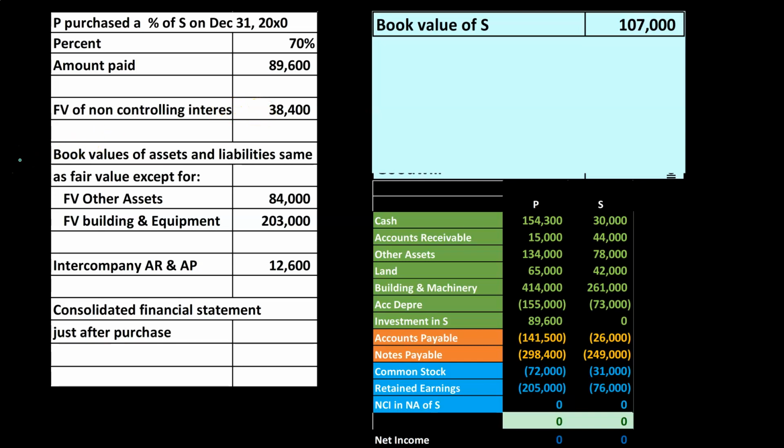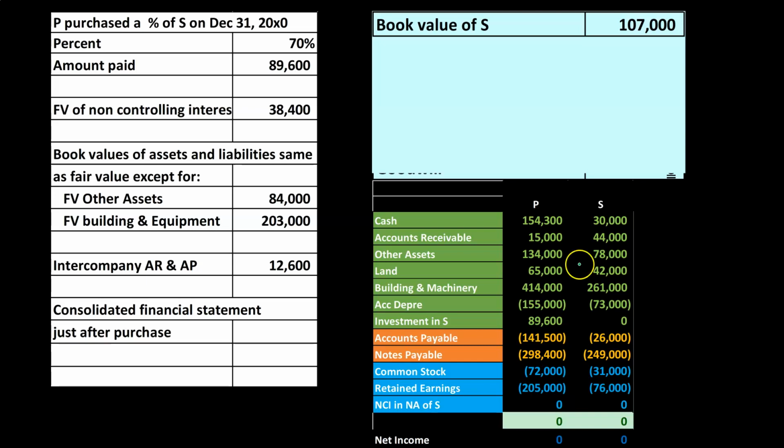And then this is the other key difference that we have here as well. We have the book values of assets and liabilities the same as the fair value, except that the fair value of other assets is $84,000 and the fair value of the building and equipment is $203. In other words, if we take a look at our data at the point of purchase, which these two trial balances represent for P and S, we're considering S's books here. Looking at other assets, they have $78,000. We're saying fair value now $84,000.